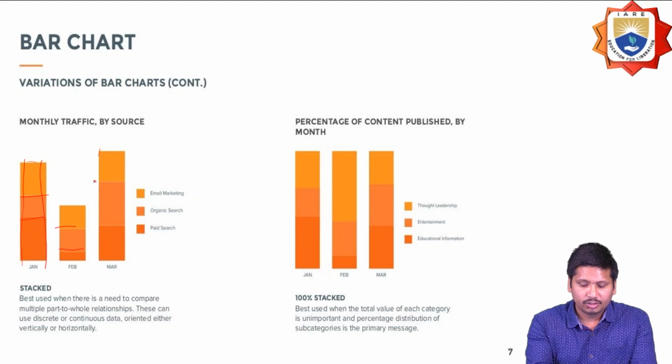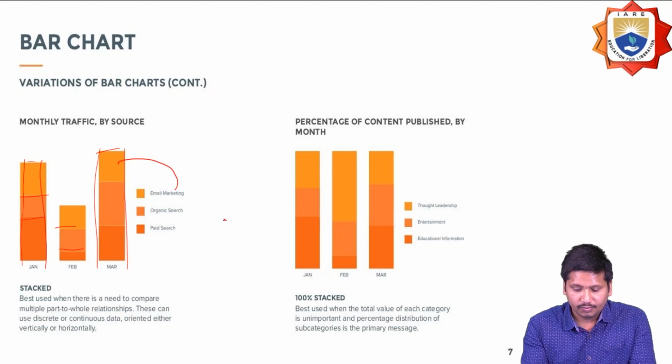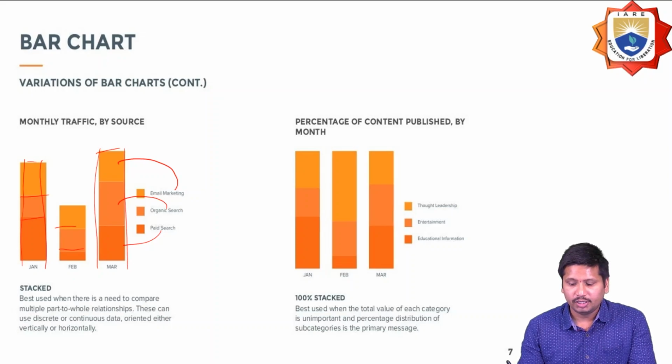With respect to the data, suppose the bar is shown with email marketing, then a little bit of color showing organic search, and then paid search, like this. So the bar is segmented into different variables. Normally this stacked bar chart is used to compare multiple part-to-whole relationships. The data can be discrete as well as continuous, and you can represent it horizontally and vertically as well.